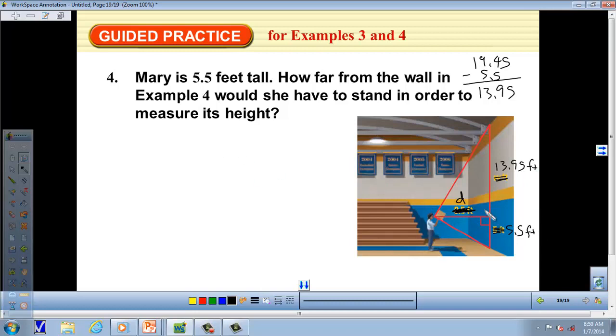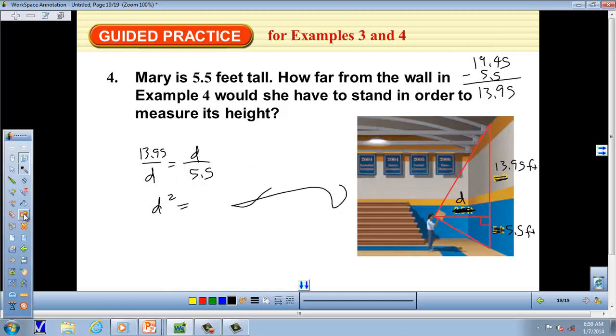So again, the nice thing is the formula is the same. D this time is the geometric mean instead of 8.5. So D is the geometric mean of those two parts, 13.95 and 5.5. Cross multiplying, we get D squared here. On the other side, again, I'm going to need my calculator. 13.95 times 5.5 gives me 76.725. Square rooting both sides.